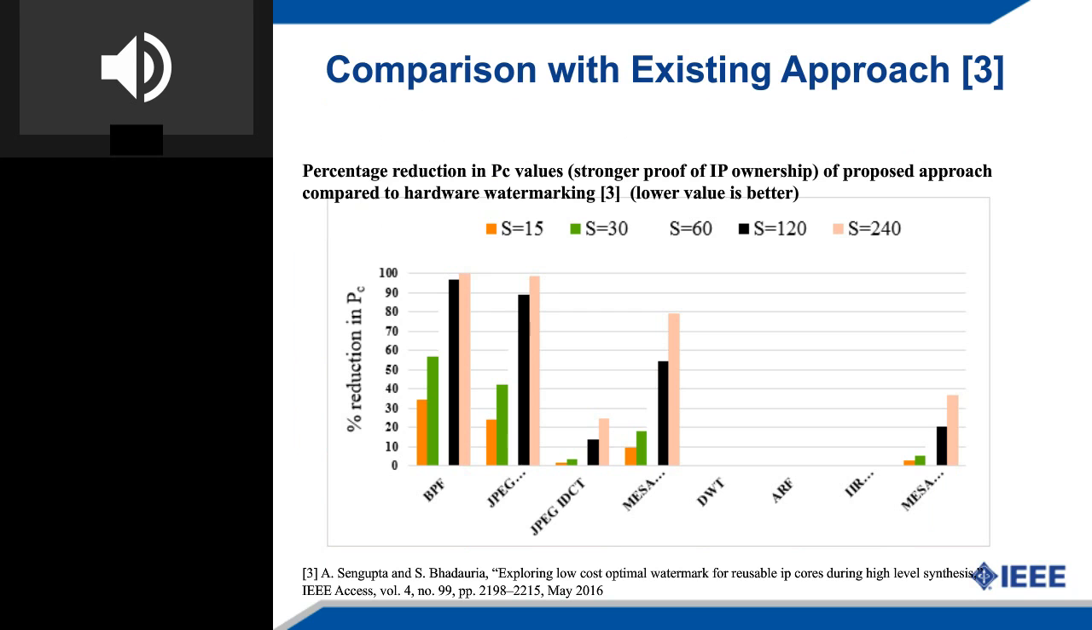A graphical comparison with one of the state-of-the-art approaches on hardware watermarking has revealed a significant percentage reduction in PC value, which indicates that it provides a stronger proof of IP ownership compared to the hardware watermarking approach. The percentage reduction is equally great for all the values, whether it's S15, S30, S60, and so on. Of course, for some applications like DWT ARF, there is no change because it doesn't have the capacity to accommodate so many constraints.